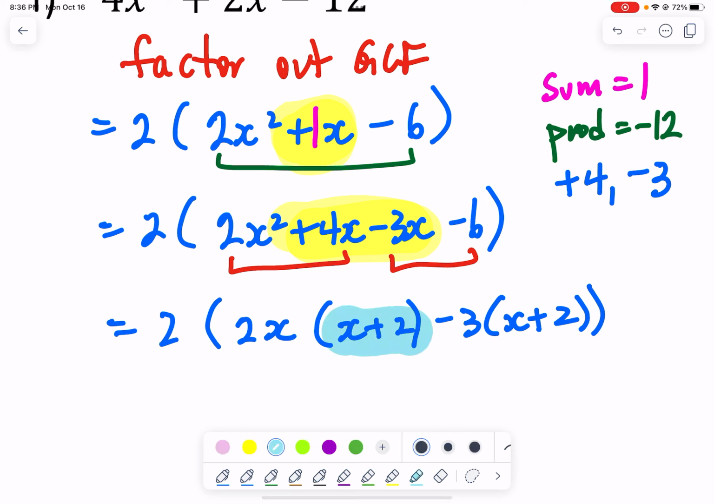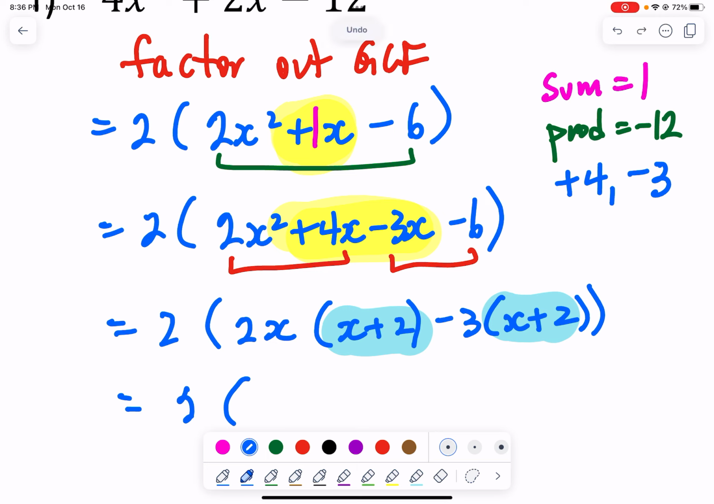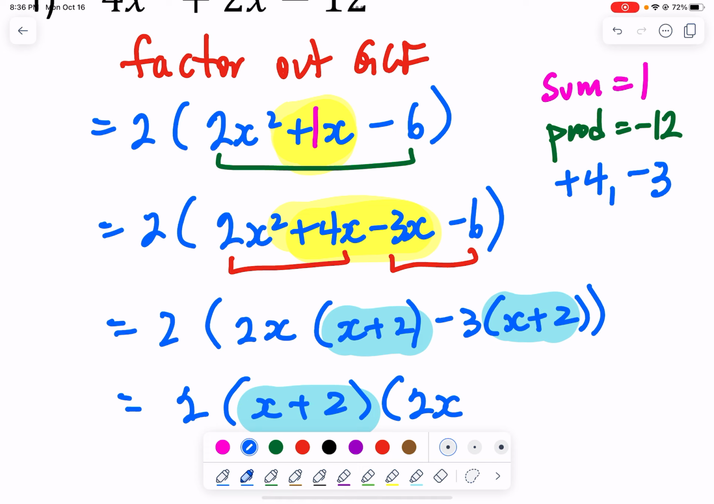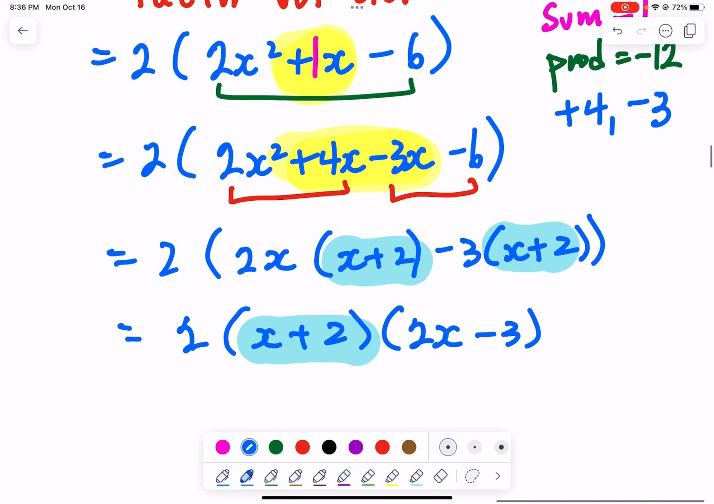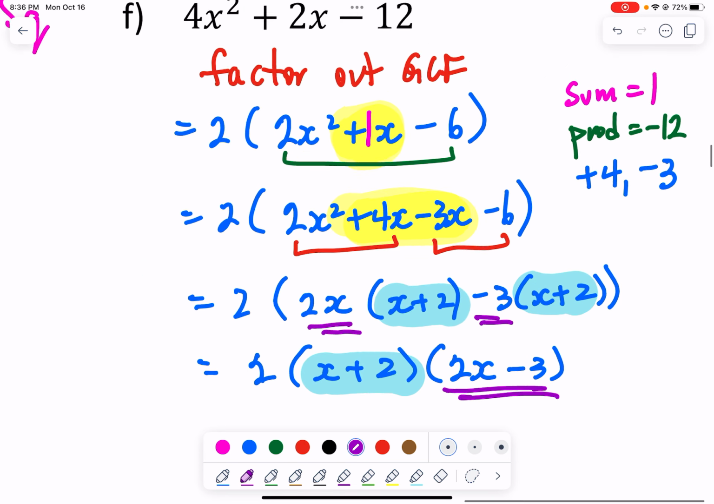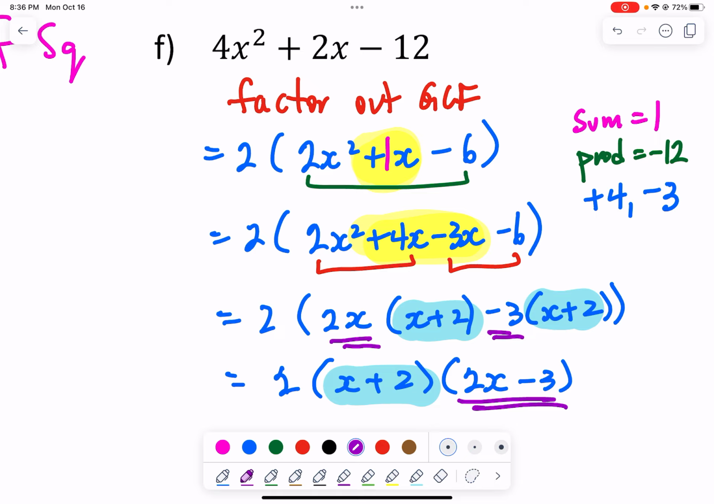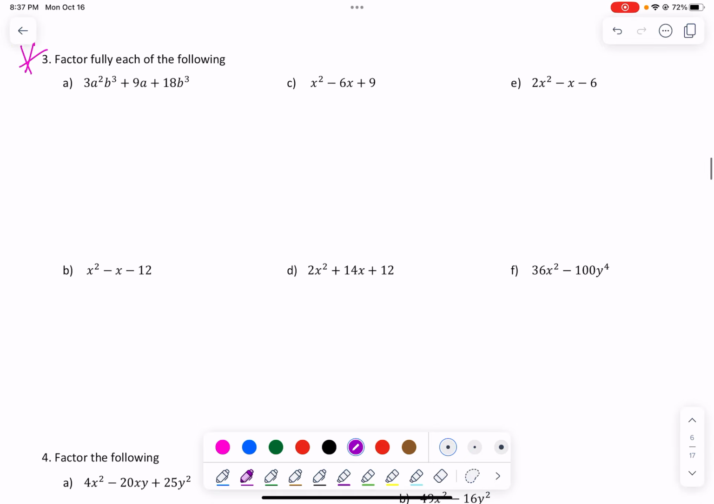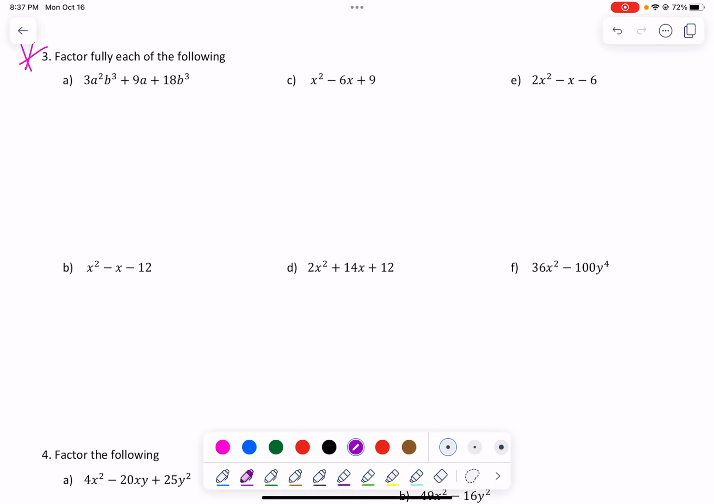And now that you've got x plus 2 in common, it can come out. So we get 2 out front, x plus 2 because that was in common, and then the remaining stuff was a 2x minus 3. So 2x minus 3, that's where that comes from. So part E is now factored. Some more to factor.